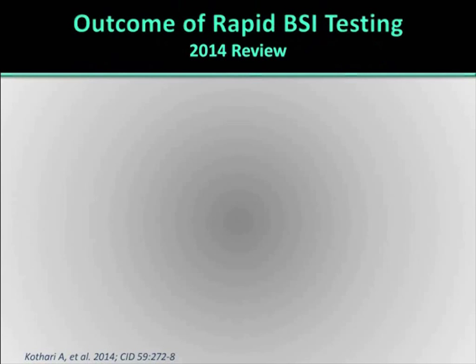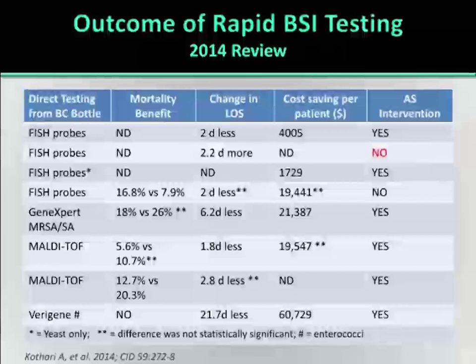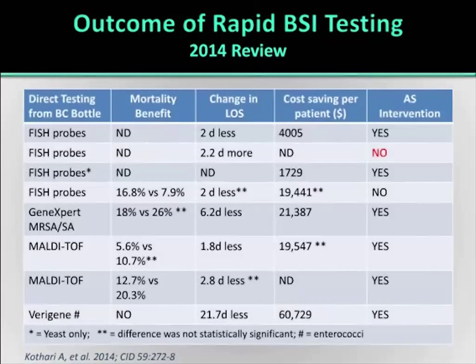So on the next slide, what Kothari did in that same article, and I have it in a chart here, and we don't have to look at every point of this, and you can look at this at your leisure, but what they showed in their article was that if direct testing from a blood culture bottle, whether it be by FISH or MALDI-TOF, GeneXpert, or Verigene was done. And then one looked at mortality, changes in length of stay, cost savings per patient, and looked at that in regard to whether there was an antibiotic stewardship intervention, whether somebody was called early, whether a clinician was physically called by an ID pharmacist and told, you need to change the drug, that's not the right drug that your patient is on based on what the laboratory is showing us.